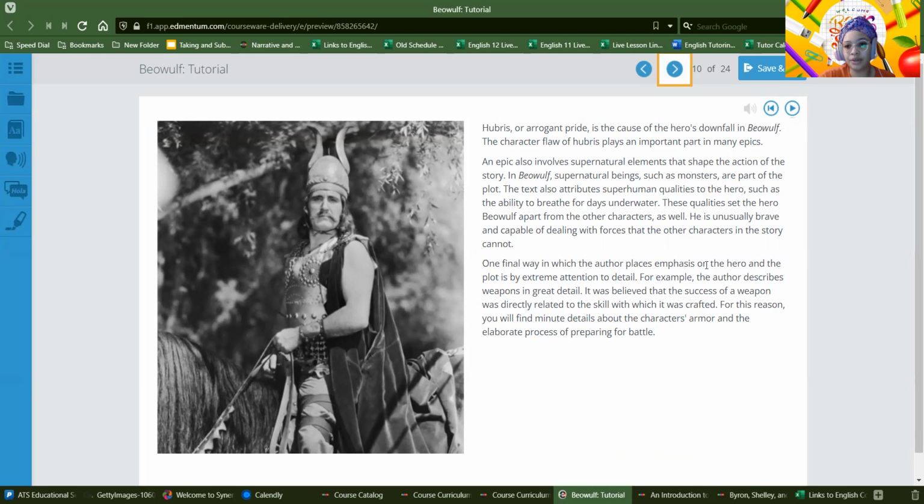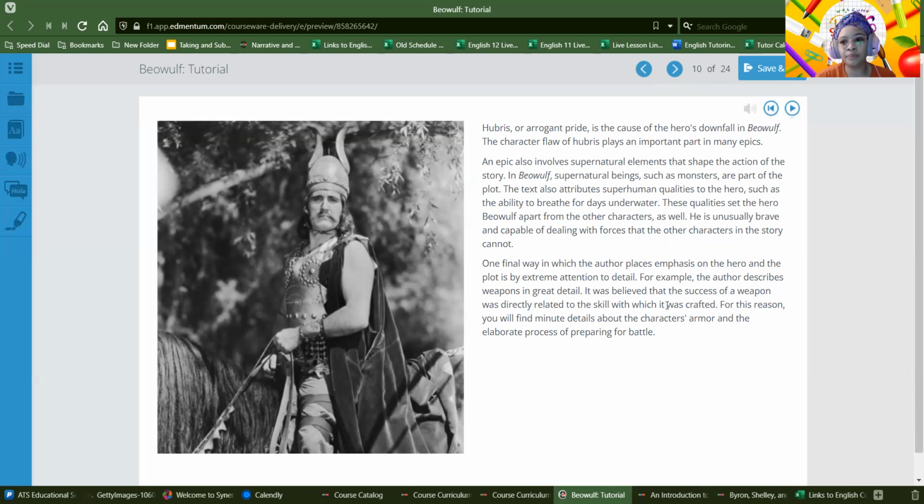One final way in which the author places emphasis on the hero and the plot is by extreme attention to detail. And this includes describing weapons in great detail. It was believed that the success of a weapon was directly related to the skill with which it was crafted. So if it was made out of something super powerful, then it was considered great. And in a similar way, if the hero fought with honor, then they were expected to win. That was just what people believed at this time.